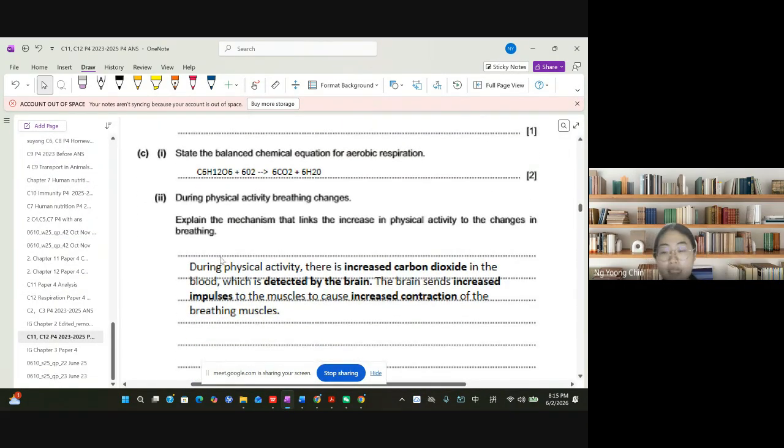See, they repeat again the question, the cartilage. And then the balanced chemical equation for aerobic respiration is just like this: C6H12O6 plus O2 becoming CO2 and H2O.